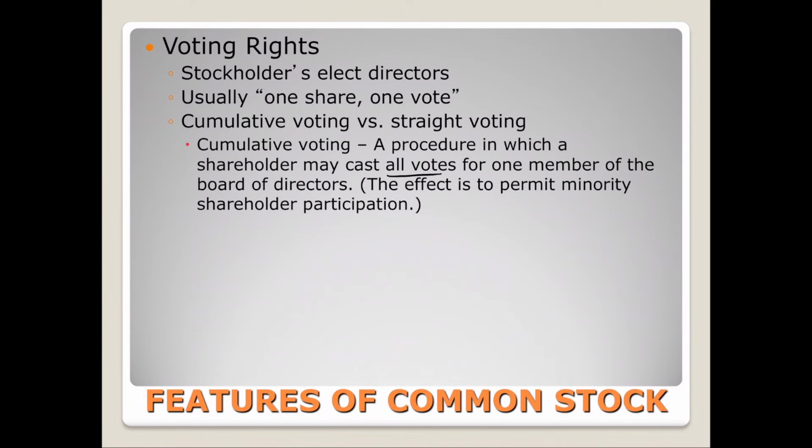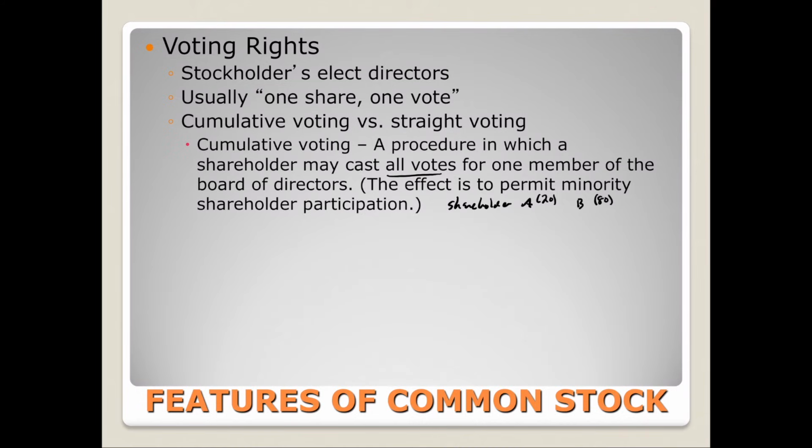So let's say there are 4 directors being elected, and you have 2 shareholders. You have shareholder A that has 20 shares, and you have shareholder B that has 80 shares. Let's say both shareholder A and shareholder B want to be a director. Now with cumulative voting, you will elect all the directors at once.